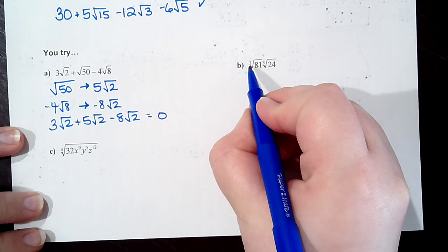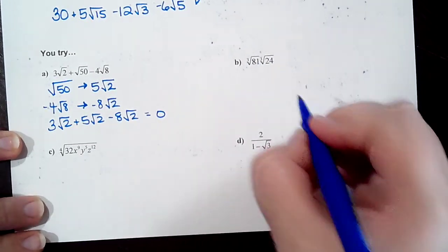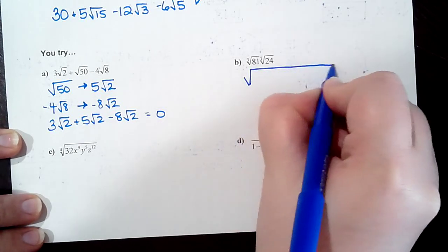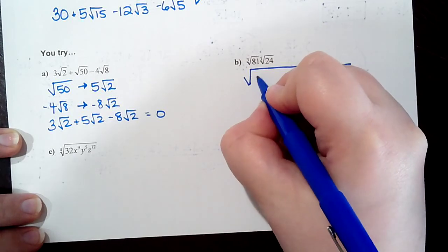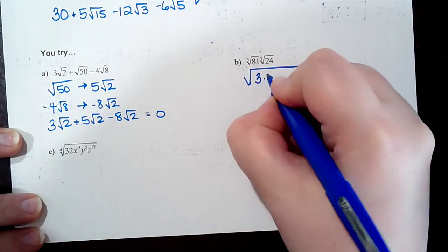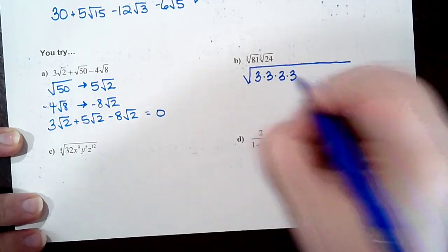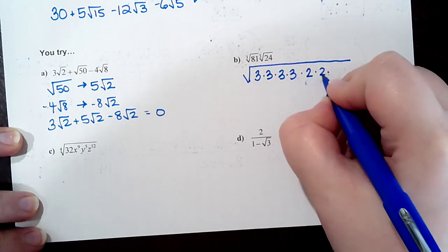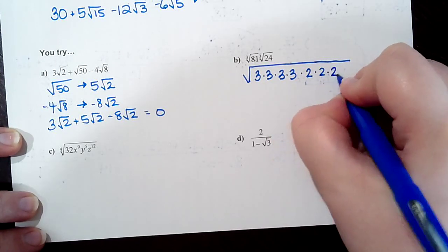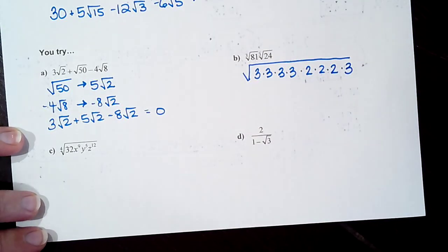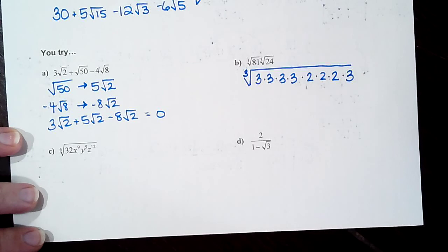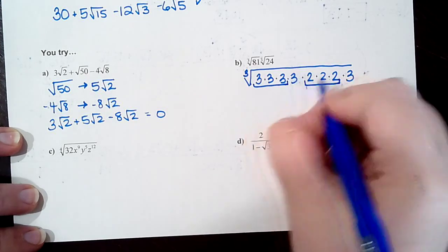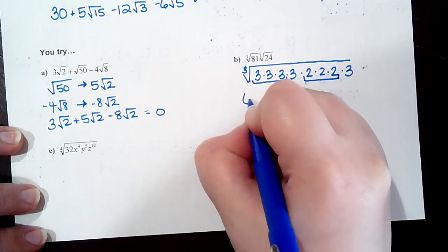All right, things with the same roots can be multiplied. Multiply the inside by the inside. I'm going to do the prime factorization while I can. In this case, this is 3 times 3 times 3 times 3, 81. And then 24 is going to be 2 times 2, 4 times 2, 8, 8 times 3, 24. I'm looking for the triples because this is the cubed root. There's a triple. There's a triple. There's what's left over. 2 times 3 is 6.